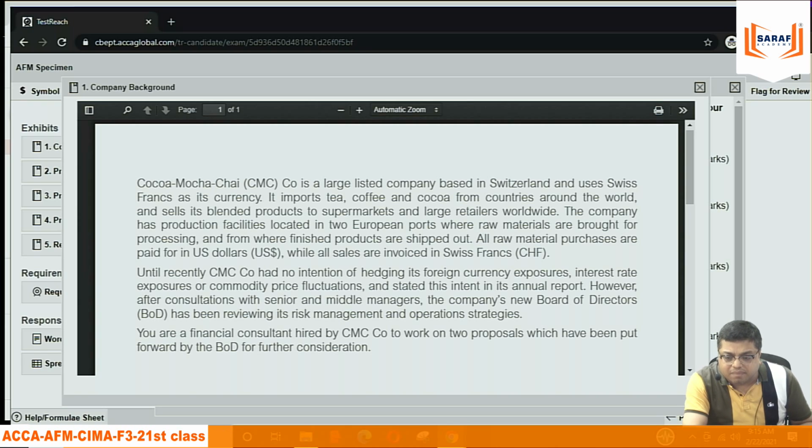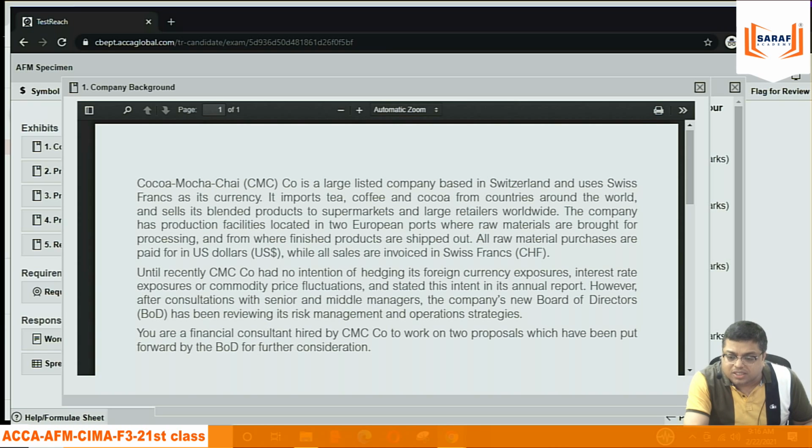Until recently, CMC company had no intention of hedging its foreign currency exposures. ठीक है, अभी तक कोई hedging नहीं करते थे. क्यों नहीं करते थे? अच्छा था क्या? Maybe natural hedging हो जाता था. Since we are dealing in so many countries, तो अपने आप ही हो जाता था. लेकिन natural hedging होने का chances are less because our exports are only in CHF. Only from two countries when we are importing, because they said it imports tea, coffee and all that from countries around the world.